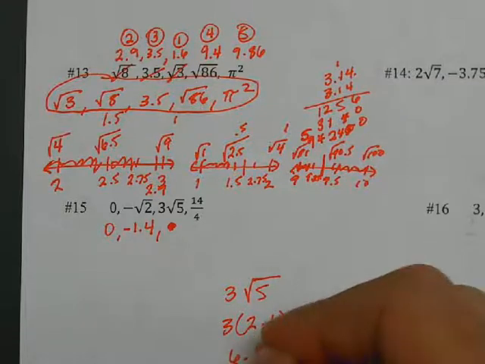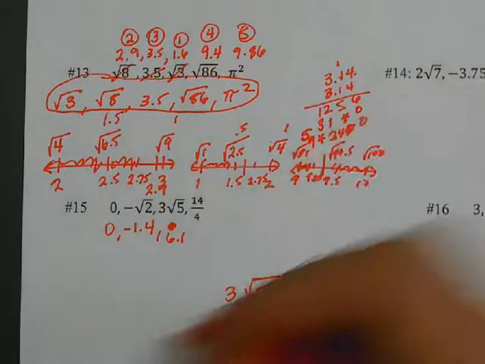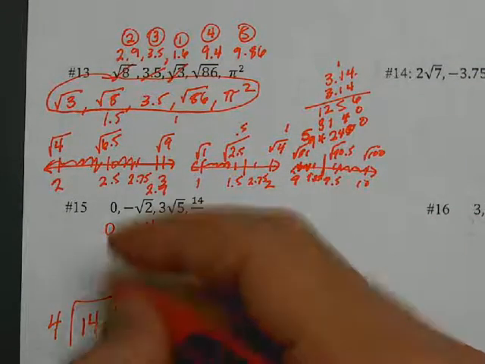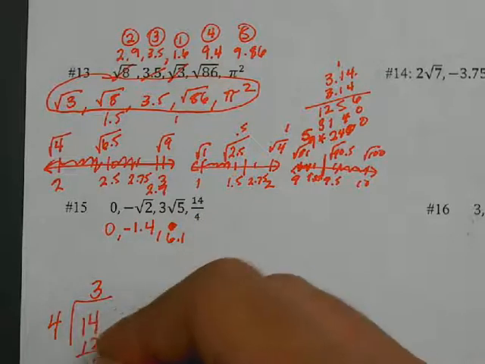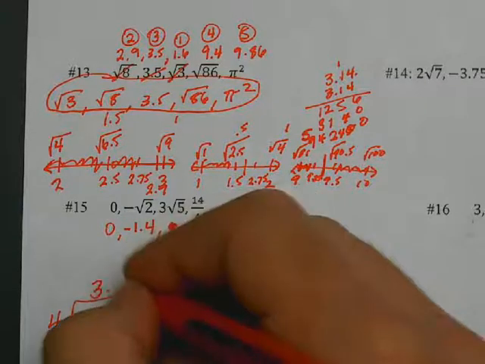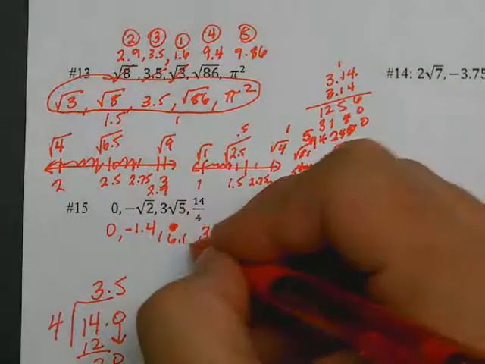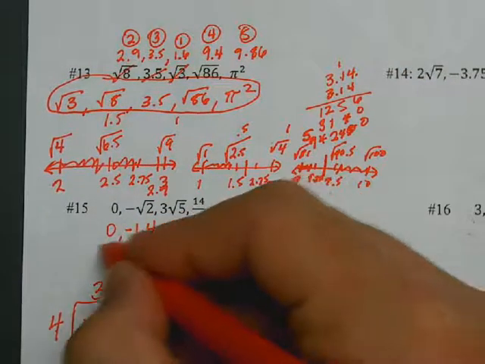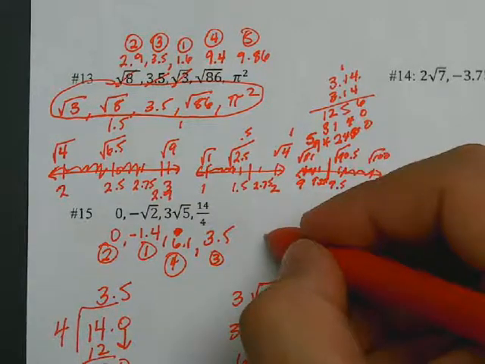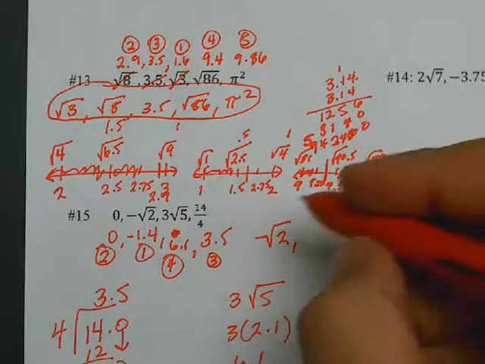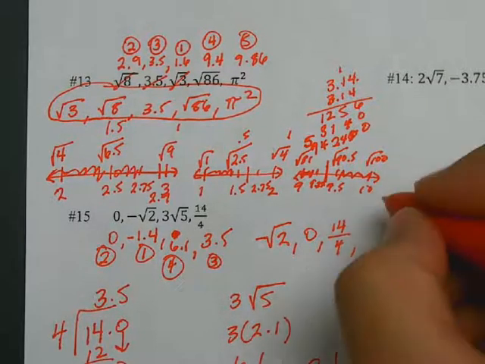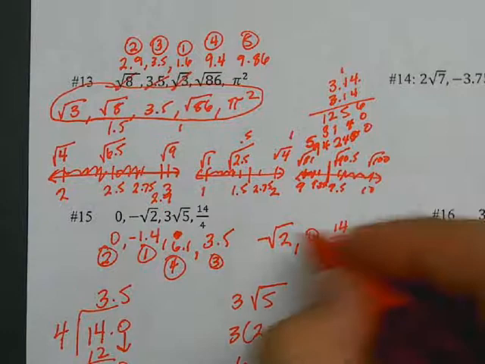So we've got 6.1 there, and then 14 over 4, which is an improper fraction. 4 goes into 14 3 times, which gives us 12. We're left with 2. That won't work, so we add a decimal and bring zeros down. 4 goes into 20 5 times, so we've got 3.5 there. So we have the first one, the second one, the third, and the fourth. To put this in order, I would say negative square root of 2, comma, 0, comma, 14 over 4, comma, and then 3 square root of 5. That would be the order I'm looking for there.